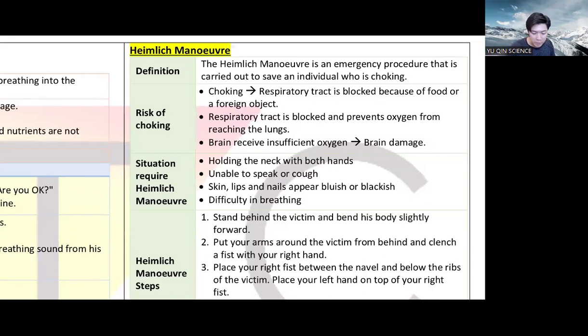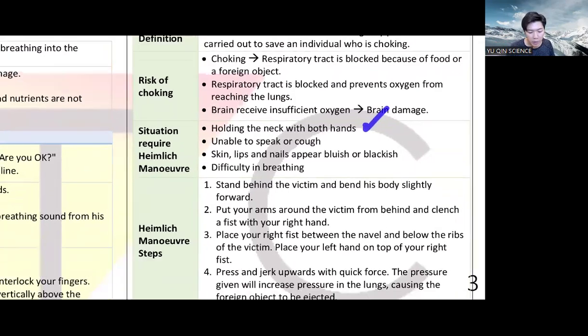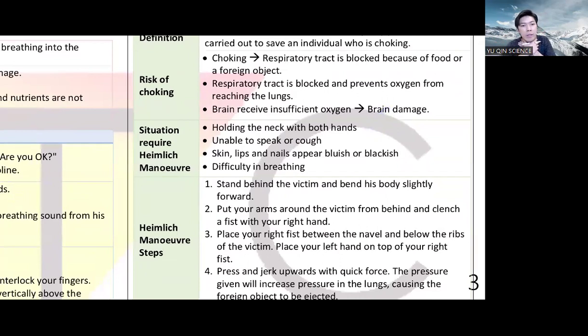Okay, so symptoms are like holding the neck with both hands, the choking sign. That's how they hold their neck. They cannot cough and cannot speak. The normal choking that we get is basically very minor. You cough, that's it. But real, serious choking is really bad. You cannot even cough, cannot speak at all. Lips, skin, nails, everything goes purple, and there is difficulty in breathing.